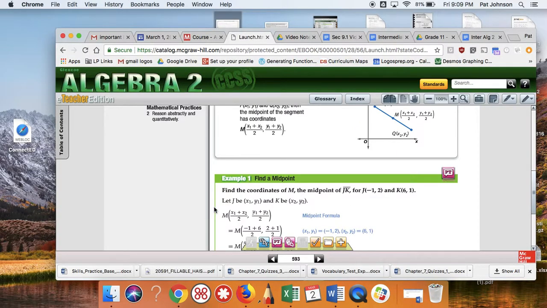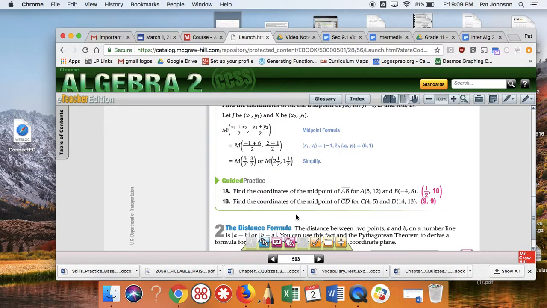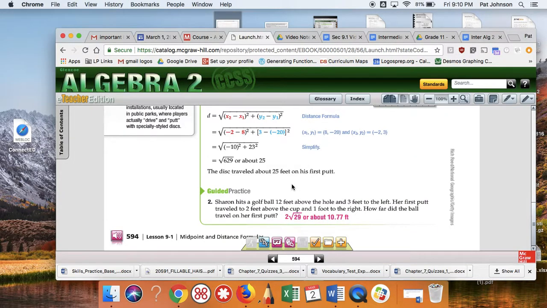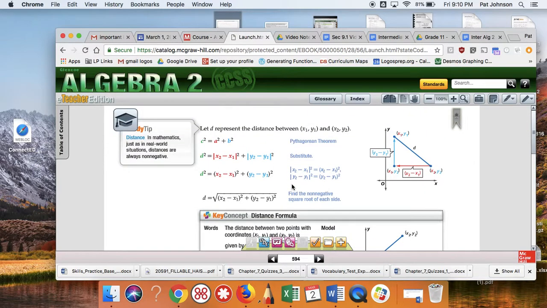The distance formula is the distance between any two points on a number line. Remember, the absolute value of a minus b, or b minus a, gives us the distance between two points. We can use this fact and the Pythagorean theorem to derive the distance formula between two points on a coordinate plane. So we can follow along here.